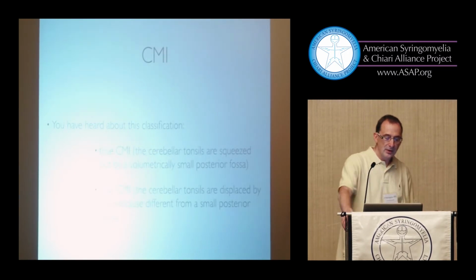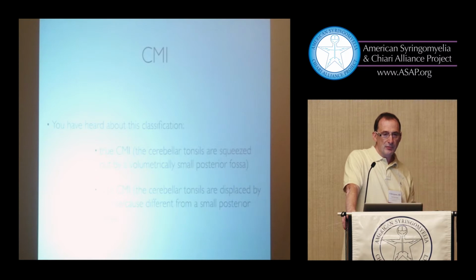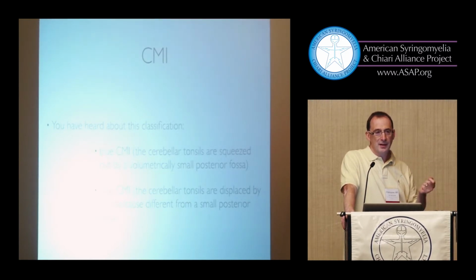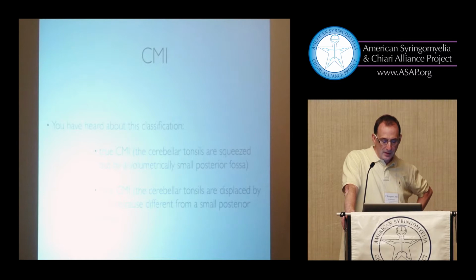You also heard about this terminology, true Chiari 1 malformation and false Chiari 1 malformation. The true Chiari 1 malformation is a condition in which the pathology is in its purest form. It is a condition in which the tonsillar herniation has been driven by a small posterior fossa. And the small posterior fossa is either a congenital mutation or an inheritable trait.